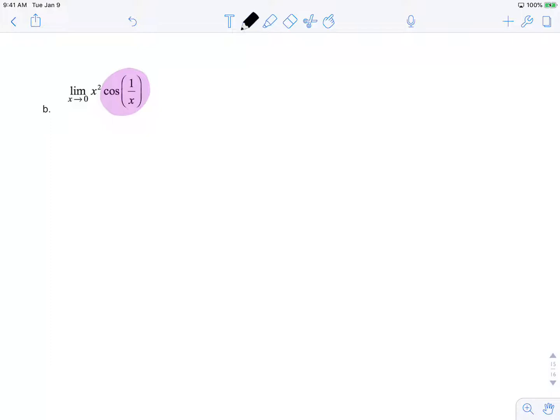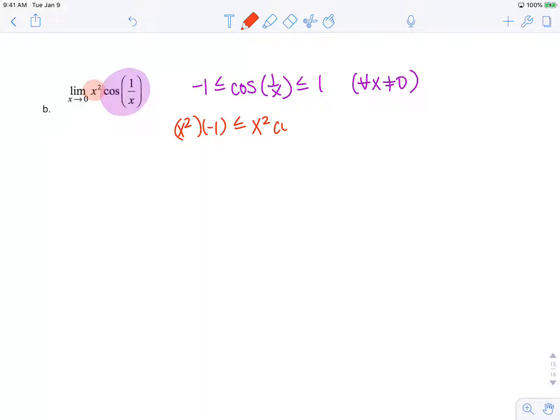And I'm going to start with the trig piece because we know there's boundaries on those y values. Cosine of 1 over x is always in between -1 and 1. And that's for all x not equal to 0, so there's no vertical asymptote. So now we're trying to create x squared times cosine of 1 over x. So we're going to take each piece of this inequality and multiply by x squared. And remember, this inequality is true for all x not equal to 0.